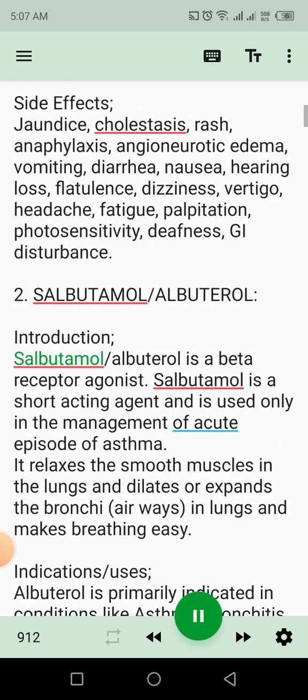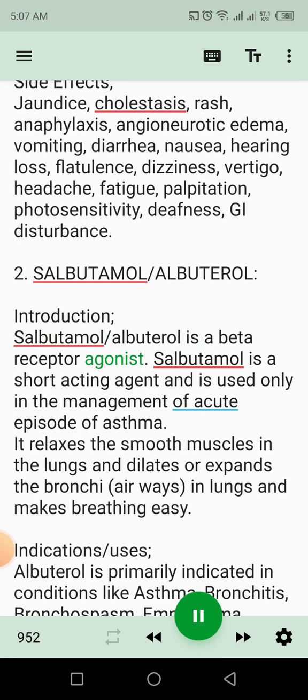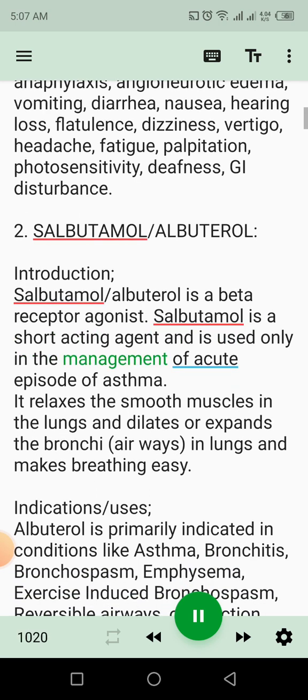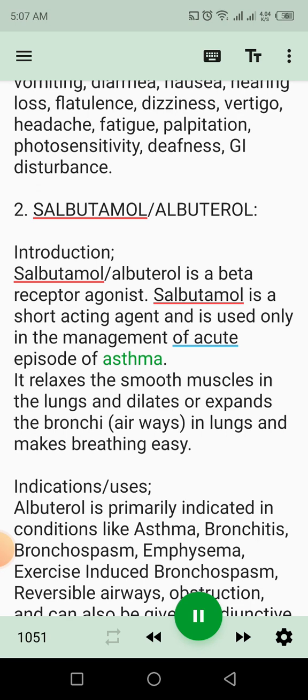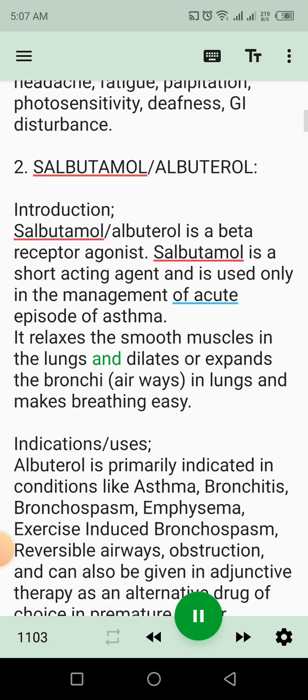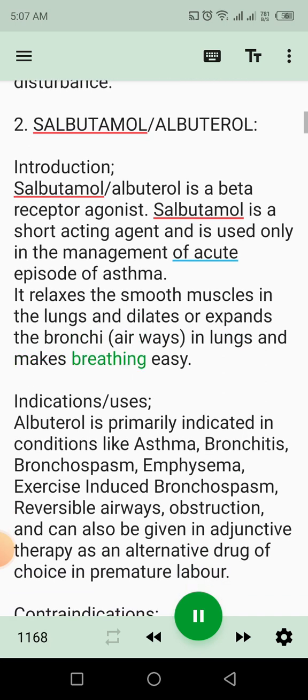Introduction. Salbutamol, albuterol, is a beta receptor agonist. Salbutamol is a short-acting agent and is used only in the management of acute episodes of asthma. It relaxes the smooth muscles in the lungs and dilates or expands the bronchi, the airways in the lungs, and makes breathing easy.